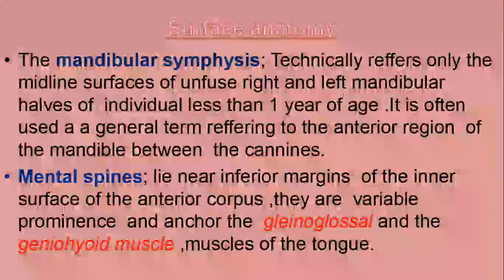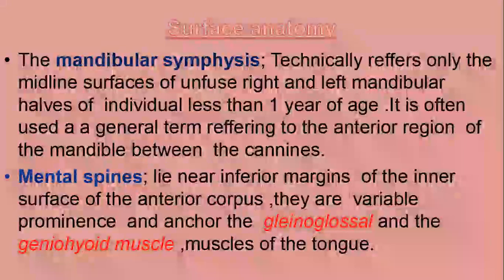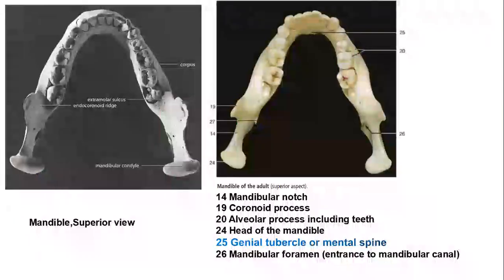The mental spines lie near the inferior margin of the inner surface of the anterior corpus. They are of variable prominence and anchor the genioglossus and the geniohyoid muscles, which are muscles of the tongue. So the genial tubercle, or mental spine, is denoted by the position of 25.